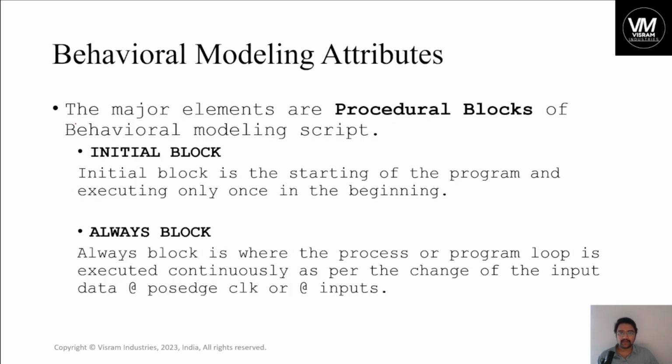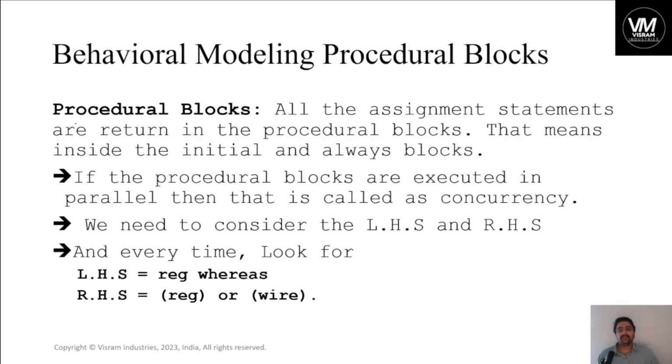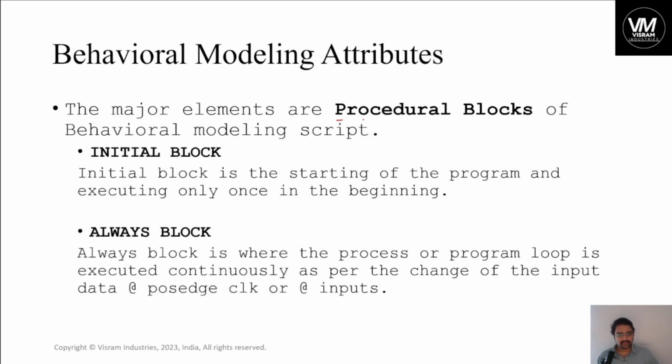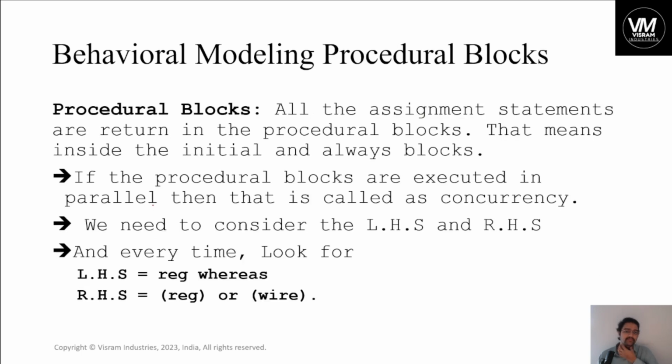So I'm explaining procedural blocks again. I have just given that there are two types of procedural blocks, the initial block and the always block. What are the properties of procedural blocks? What do we need to follow? All the assignment statements are written in procedural blocks. You can declare them in the procedural blocks.